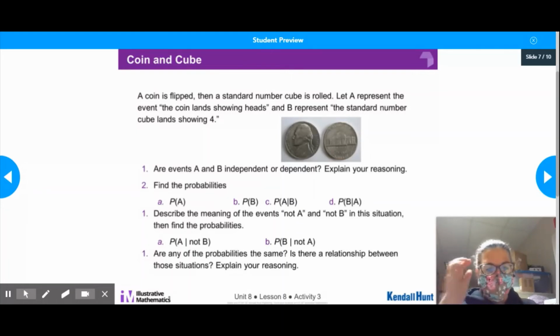Should be labeled 1, 2, 3, 4, but it's 1, 2, 1, 1 for some reason. So 1, are the events A and B independent or dependent? Explain your reasoning. Use your definitions to help you. 2, find the probabilities A, B, C, D. 3, describe the meaning of the events not A and not B in this situation, then find their probabilities. And 4, are any of the probabilities the same? Is there a relationship between those situations? Explain your reasoning. So pause the video, pull out your piece of paper or your notebook you were working in earlier, and calculate these probabilities and answer these questions. When you're done, unpause the video and continue on.